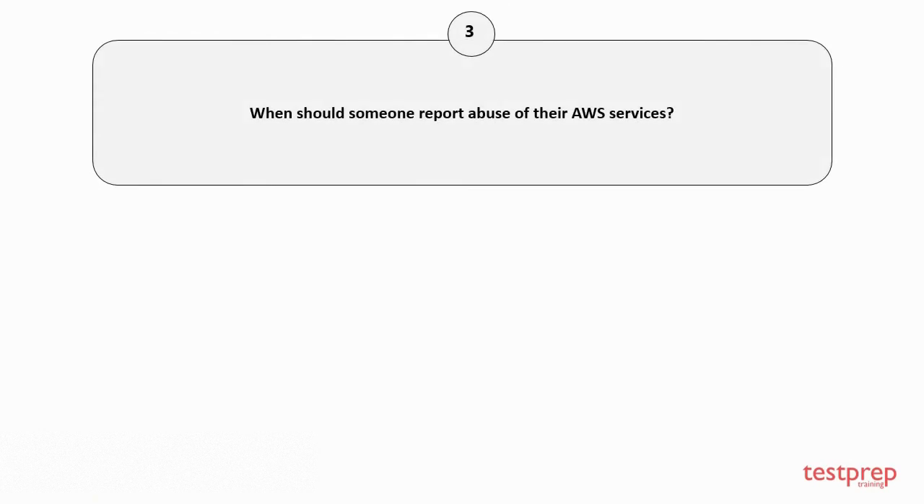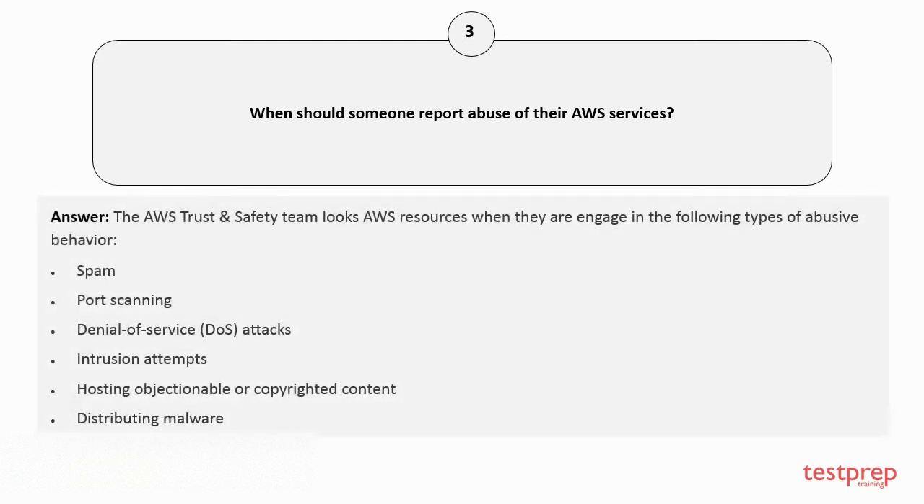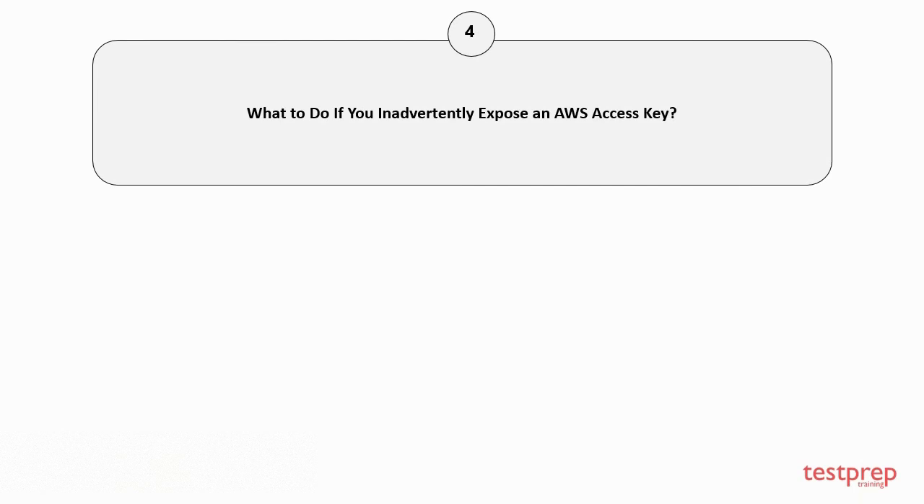Question number 3, when should someone report abuse of their AWS services? Your answer is, the AWS Trust and Safety Team looks at AWS resources when they are engaged in the following types of abusive behavior. 1. Spam. 2. Port scanning. 3. Denial of service attacks. 4. Intrusion attempts. 5. Hosting objectionable or copyrighted content. 6. Distributing malware.